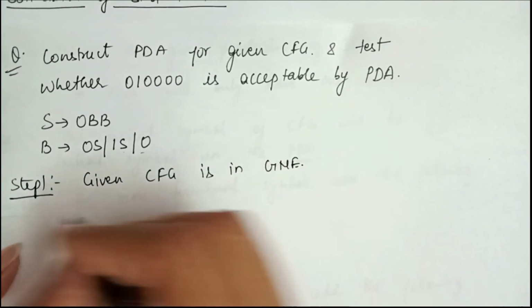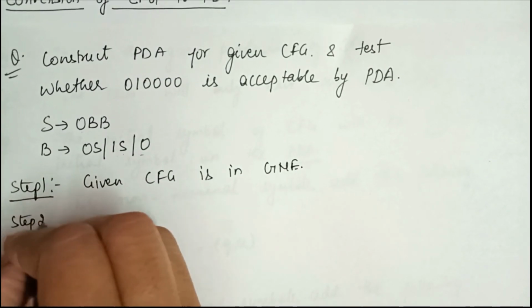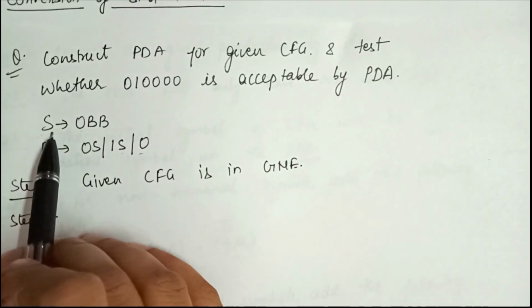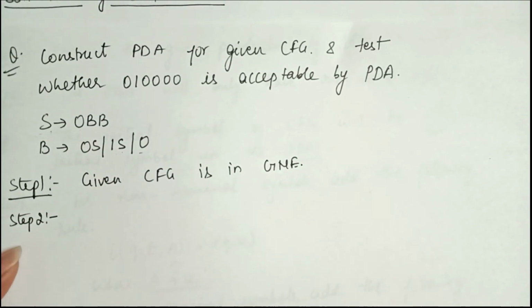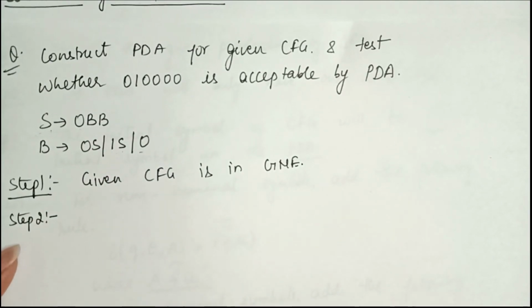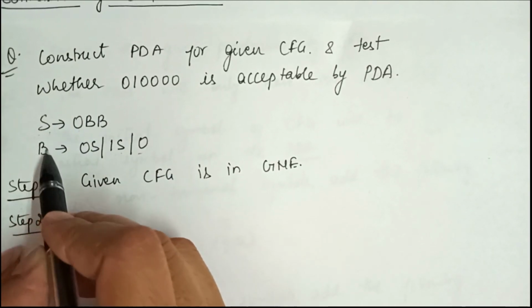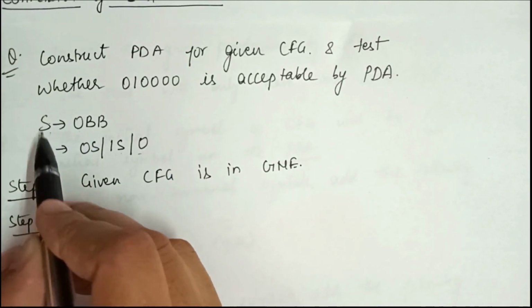Step 2 is that the PDA will only have one state, that is Q. Third, the initial symbol of the context free grammar, that is S, will be the initial symbol in the PDA. Now for every non-terminal symbol we have to add the following rule. There are two non-terminal symbols, so we add the rules one by one.